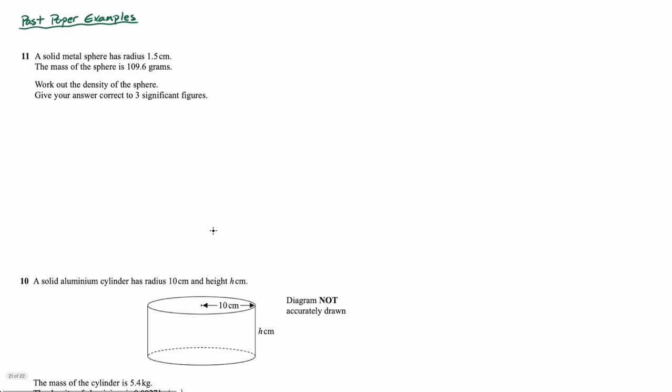Generally, these aren't too bad. They're usually around the 10, 11 mark, which means they're medium. A solid metal sphere has radius 1.5 centimeters. The mass of the sphere is 109.6 grams. Work out the density of the sphere. Again, I'm going to write density is mass per volume. Now, I have the mass, 109.6 grams. I don't have the density and I don't have the volume, but I can find the volume.